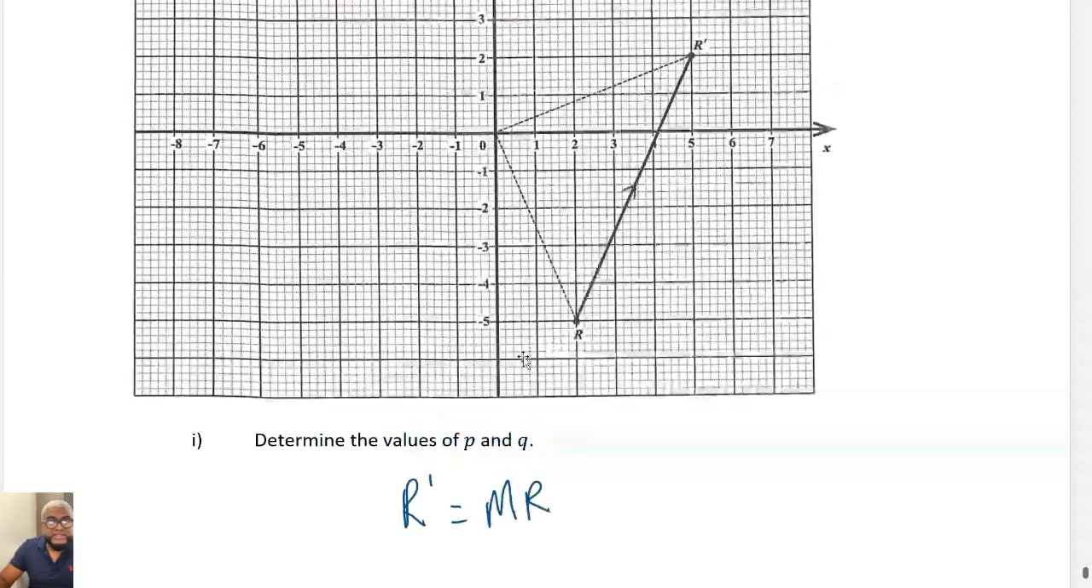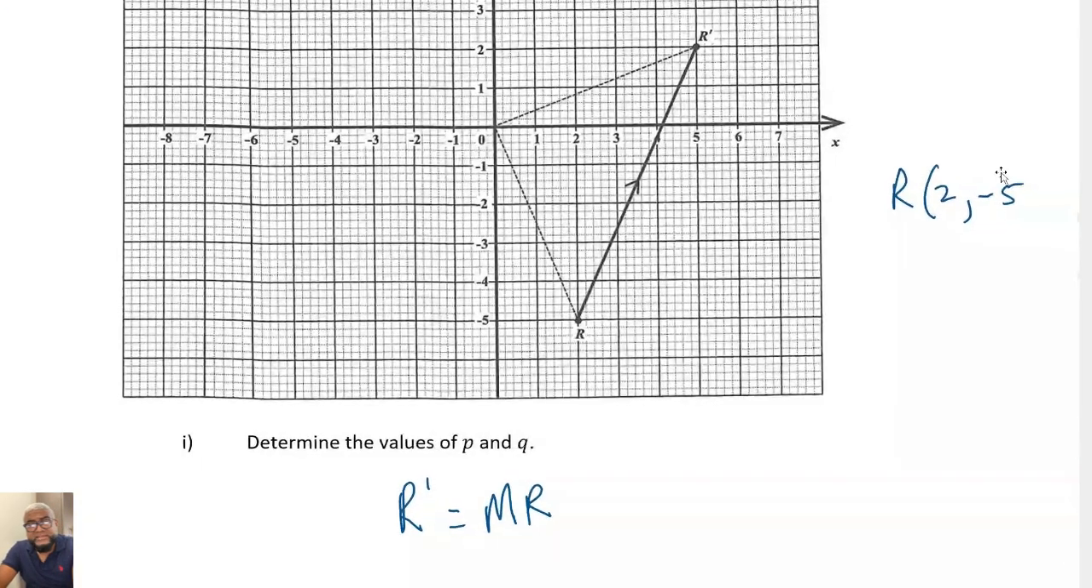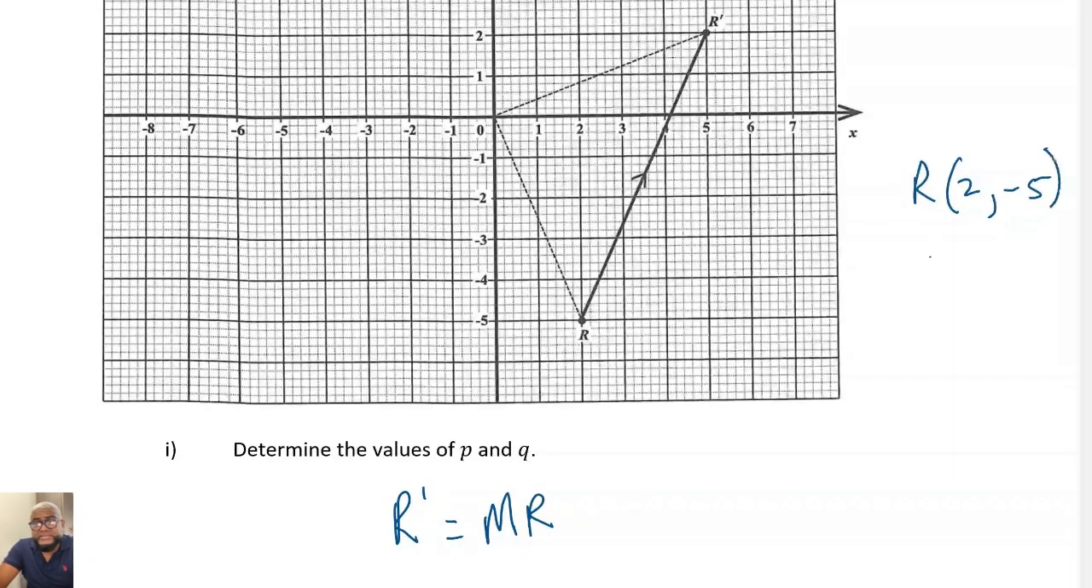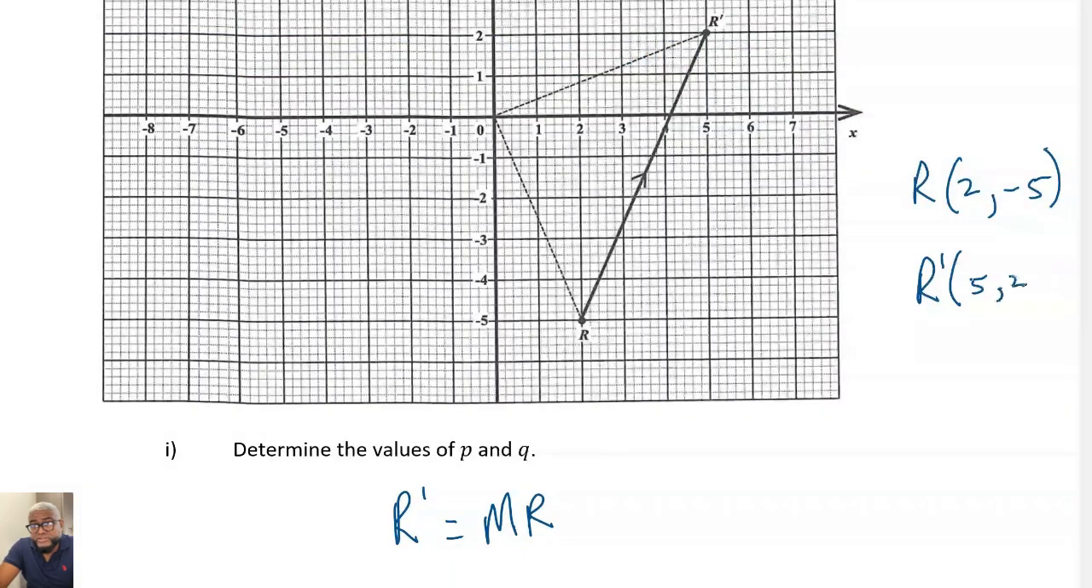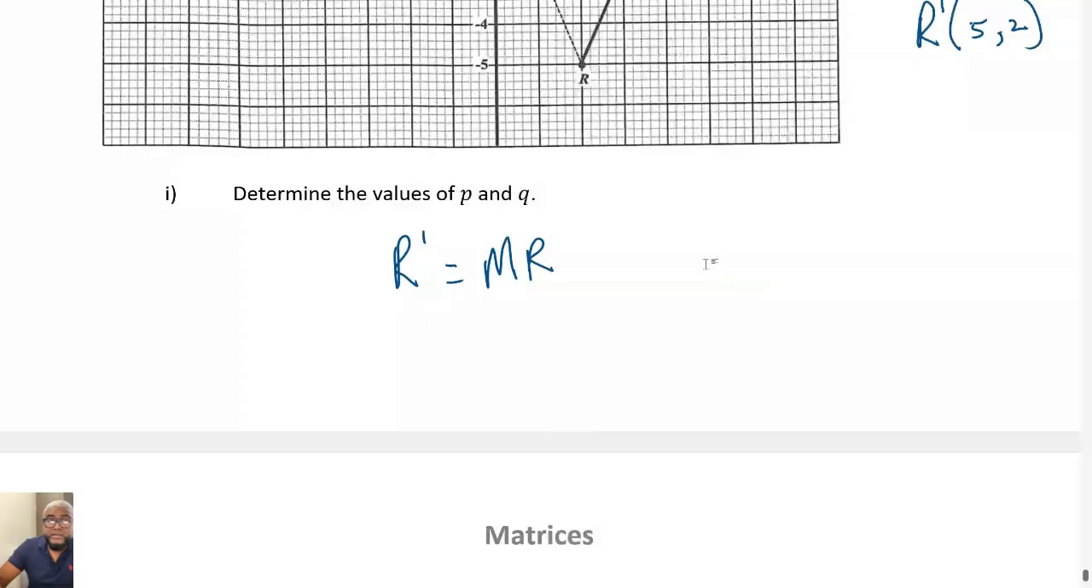Question, what are the coordinates of R? Let me write it on the side here. Who can tell me what the coordinates of R are? 2, negative 5. Everybody seen that? What are the coordinates of R prime? 5, 2. Excellent. We're not crossing down, you always go x-axis first. The x-axis value is 5, the y-axis value is 2. We good there? Yes, sir.